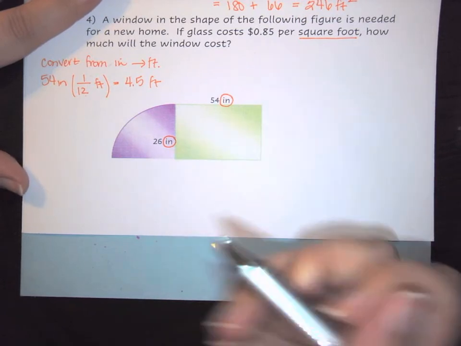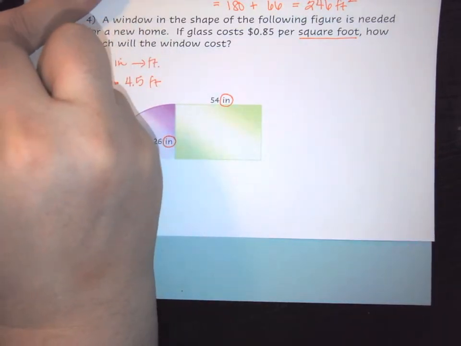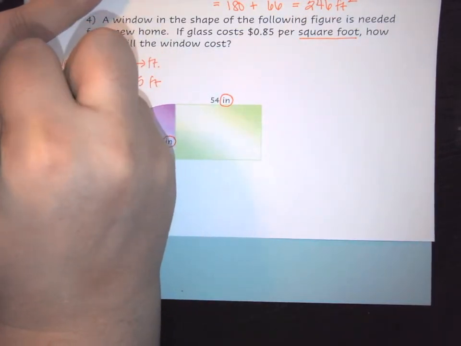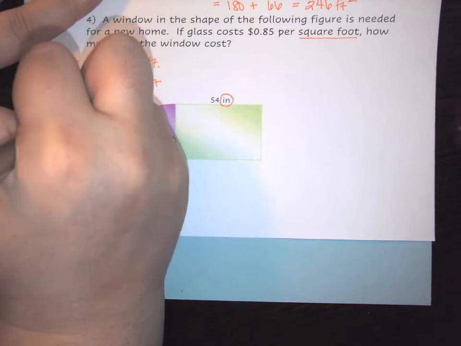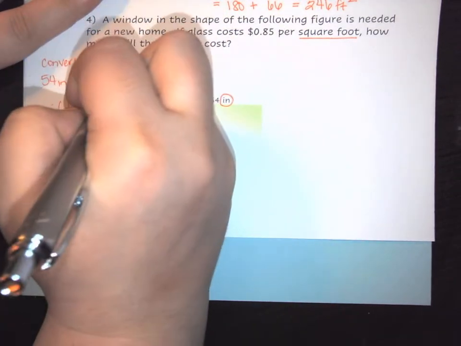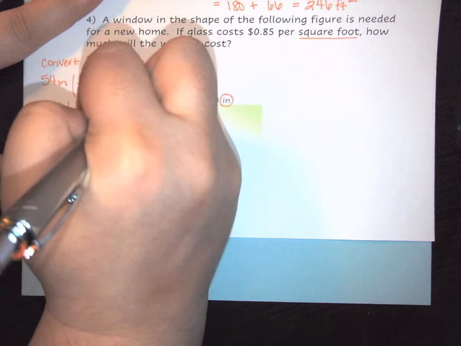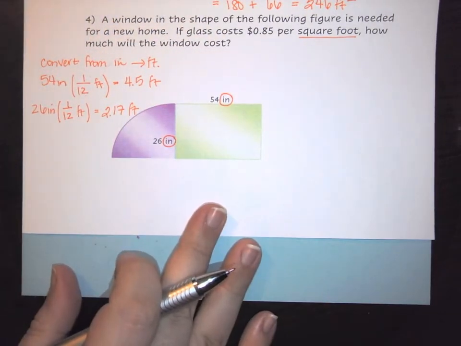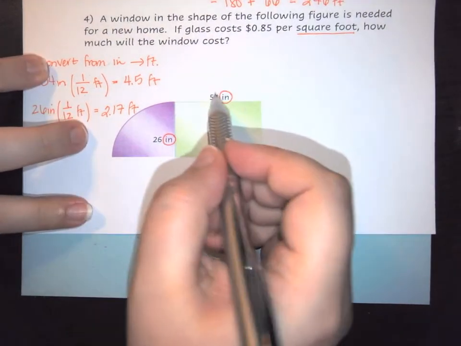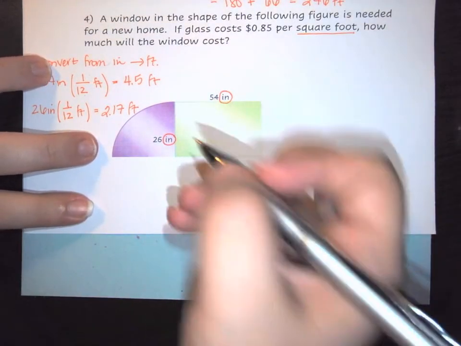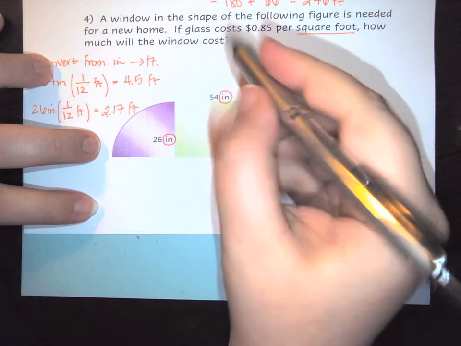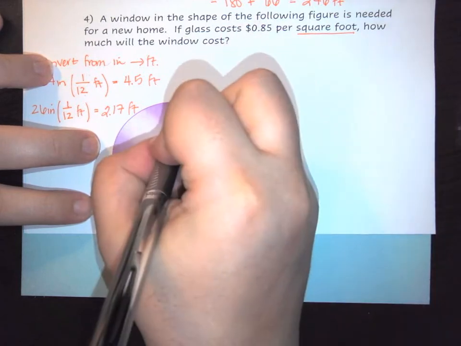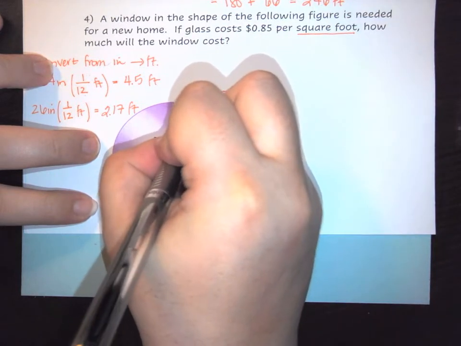We need to do the same thing with the 26. We're going to take our 26 inches and multiply that by 1/12 feet, which is going to give us 2.17 feet. Okay. So now that we know that, we can add in the information that we have, which is this length here is going to be 2.17.